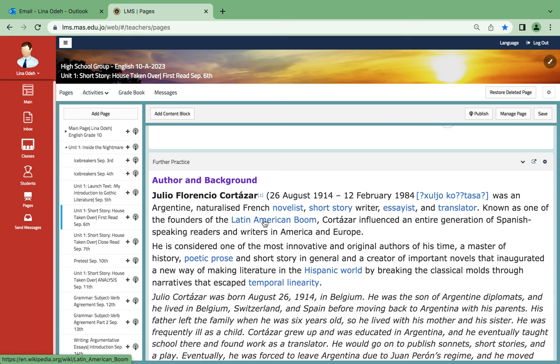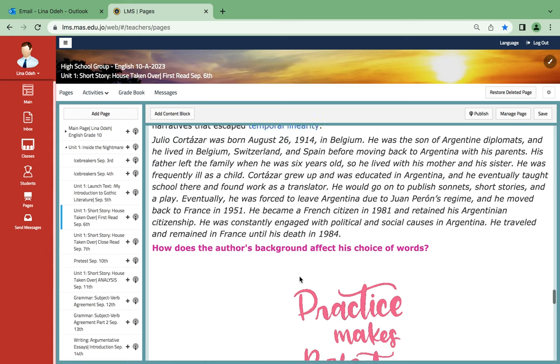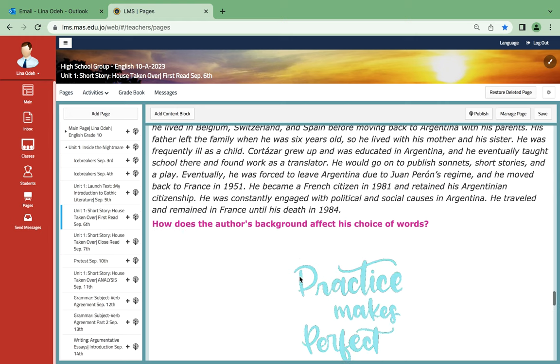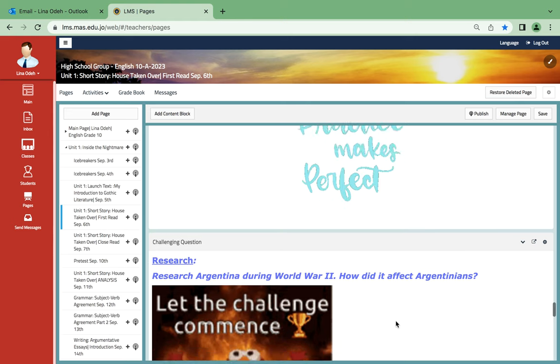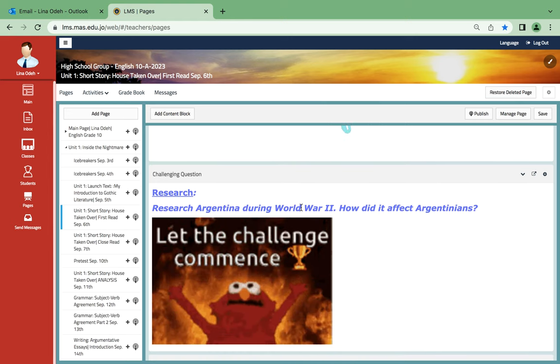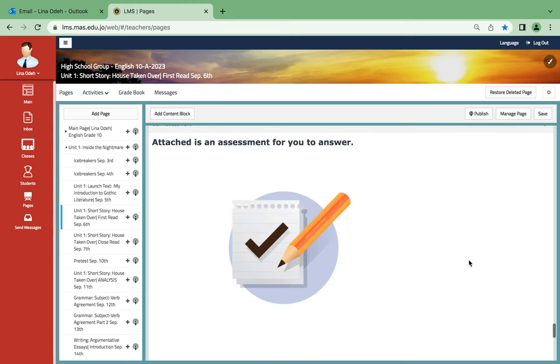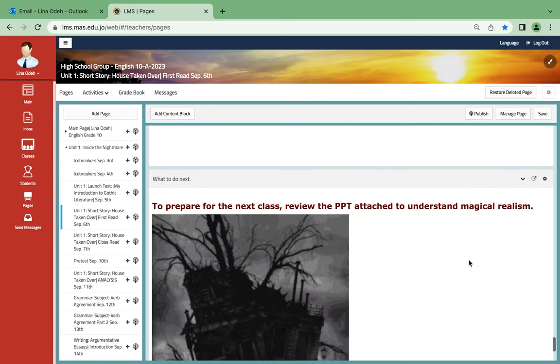Here is the author and background of the story. By studying the author's background and the historical background over here, you will understand the choice of words that the author had used. For the challenging question, you will be able to research Argentina during World War II and how it affected the Argentinians, as our author is Argentinian, of course. And here's an attachment as an assessment for you. It's going to be a basic literature assessment because you need to understand the story more for you to answer it. For the next lesson, I've already added a PowerPoint for you to understand magical realism.